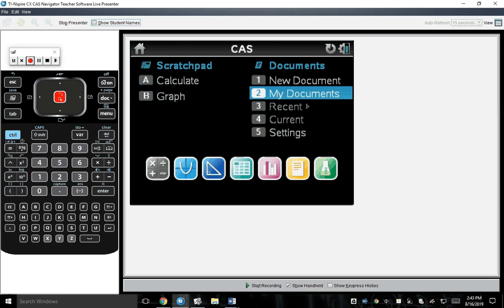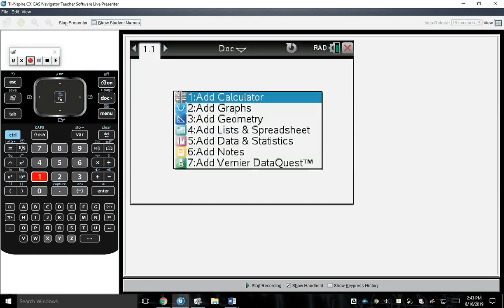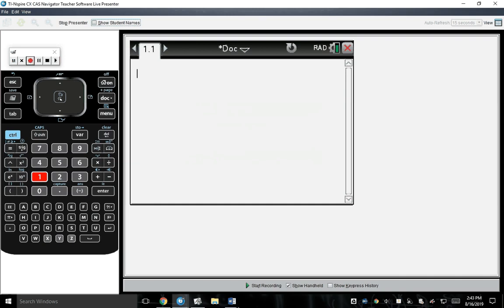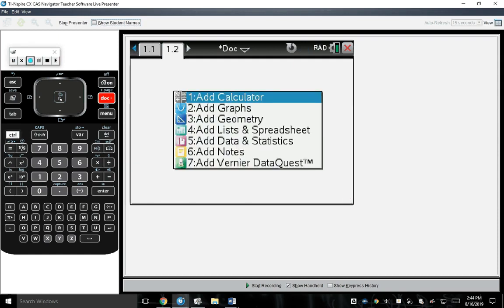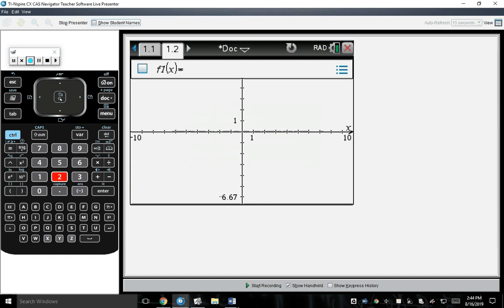Follow me carefully. Press 1 for new document. Press 1 to add a calculator page. Now, I'm going to press Control plus a page, otherwise doc, and I'm going to add a graphing page. So I'm going to press the number 2. So now it feels like an 84 now. You have a graphing page and you have a regular calculator page.